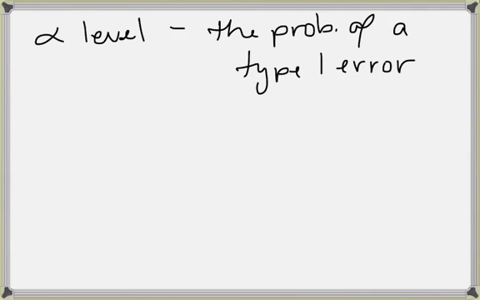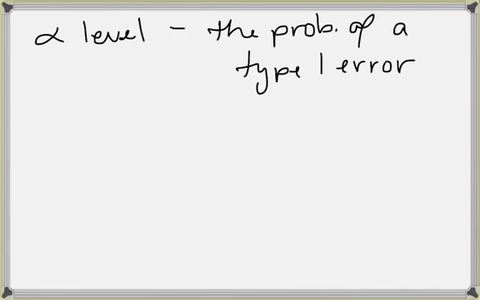So we typically set an alpha level at 0.05. So what we're saying is there is a 5% chance that we are going to commit a type 1 error. So there's a 5% chance that that null hypothesis is true, but we're going to reject it anyway.